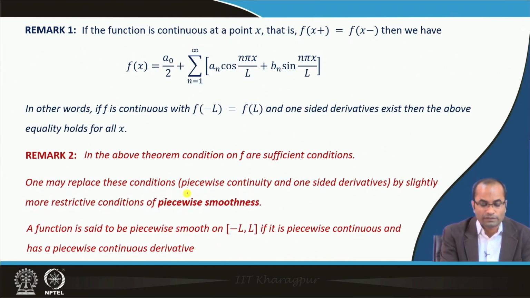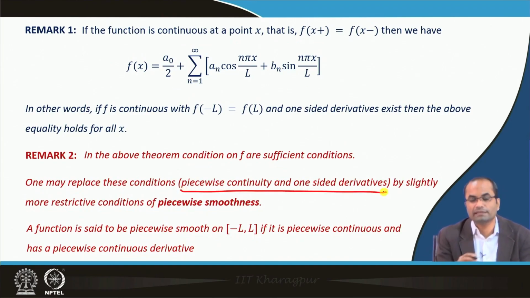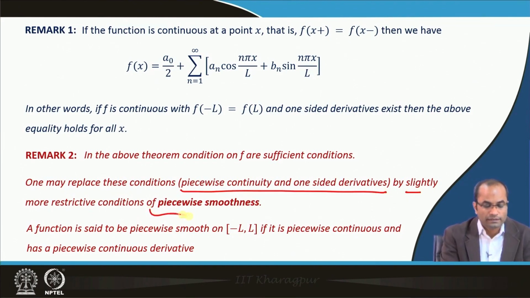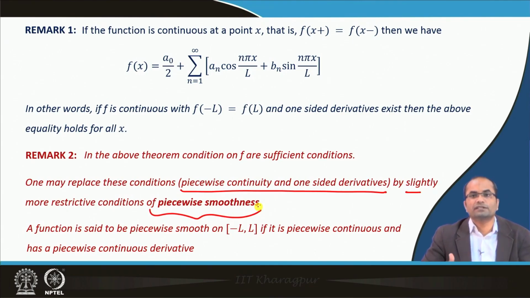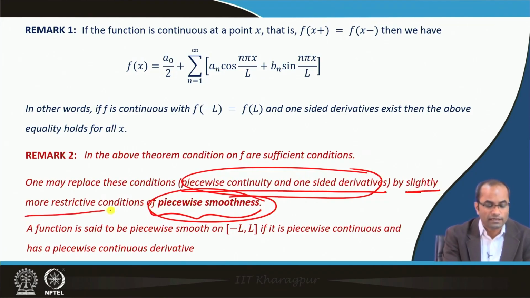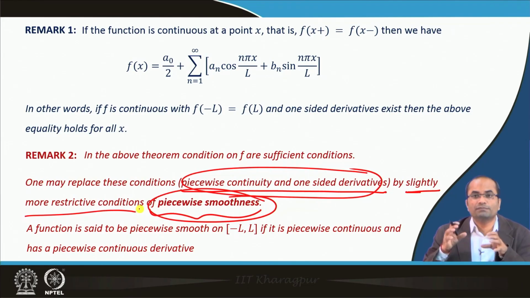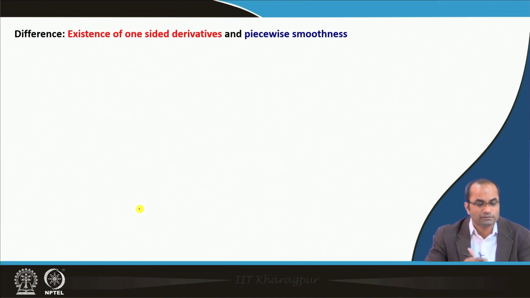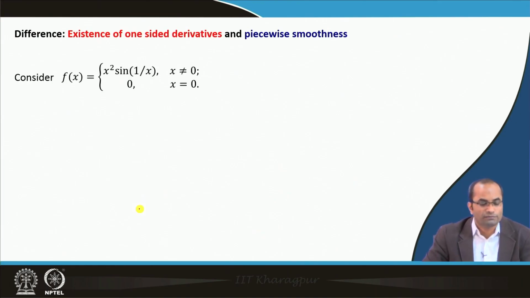So, we have now, instead of this piecewise continuity and one sided derivative, we can replace in this earlier theorem by piecewise smoothness. So, we can say if the function is piecewise smooth, then this series will converge to that average value. Now, what is the connection between piecewise continuity and one sided derivative to piecewise smoothness? We have written here that it is slightly more restrictive. Putting the condition of piecewise smoothness is more restrictive, and why it is more restrictive will be clear now with the help of the following example.